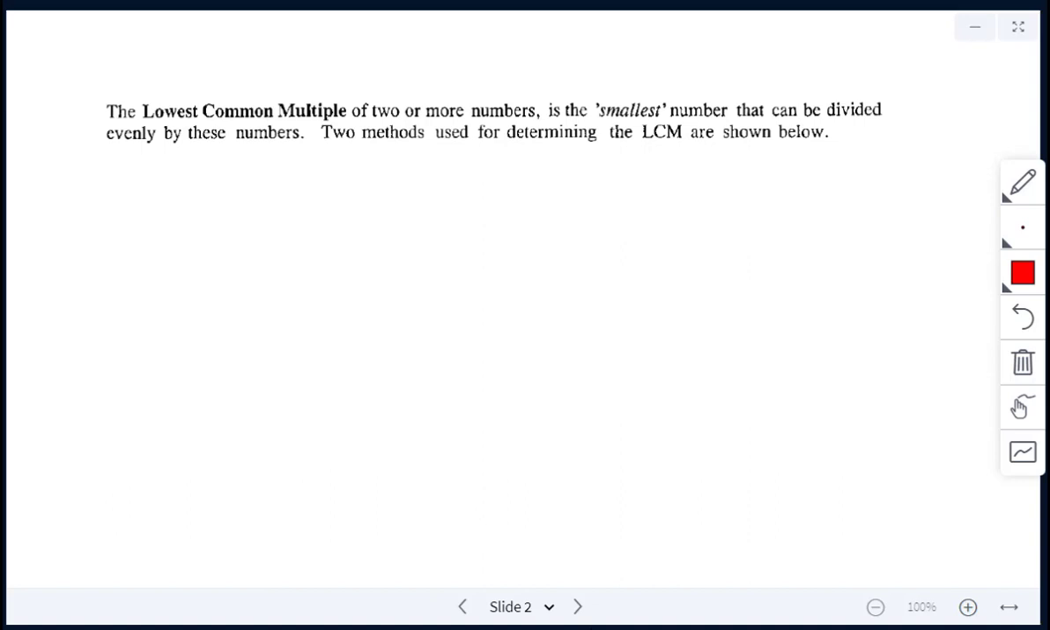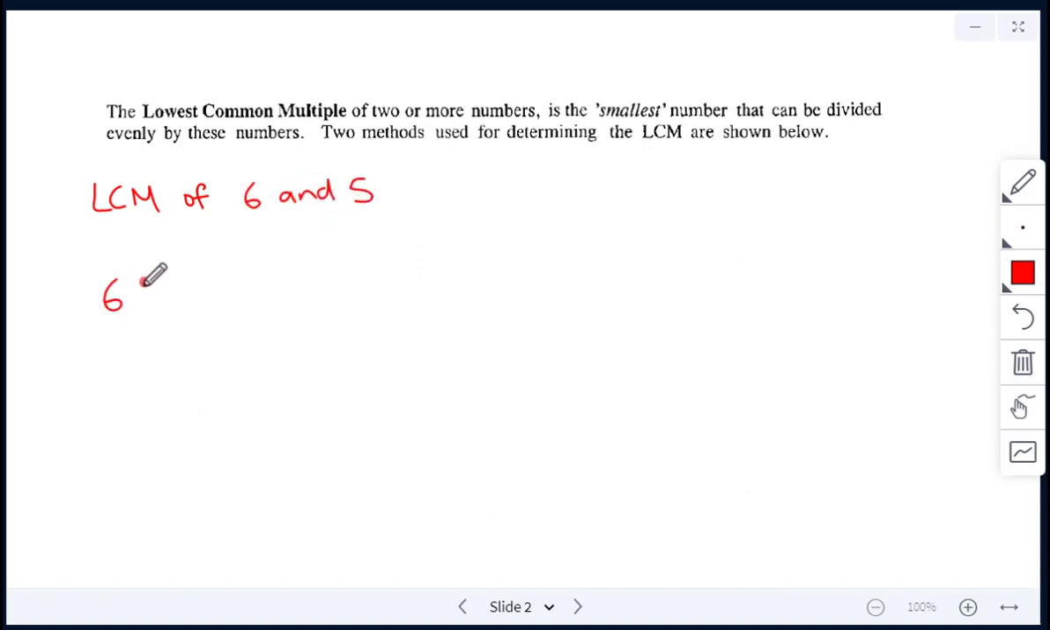So we're going to use the factor tree method or the prime factor method, and then we're going to use the repeated division method. But before we do that, I just wanted to show how you've probably been doing lowest common multiple in the past, which was listing it out. So let's say you have to find the lowest common multiple of 6 and 5.